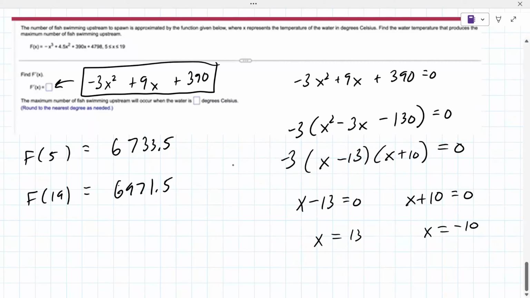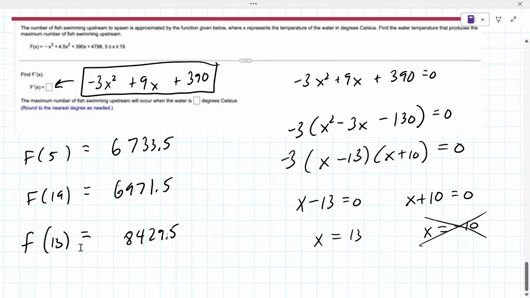And then you have to decide, do these numbers fall in the domain? Do they match your filter? -10 doesn't, but 13 does. So you go back and try f of 13. And often, but not always, it is at the critical point. But assumptions are dangerous.